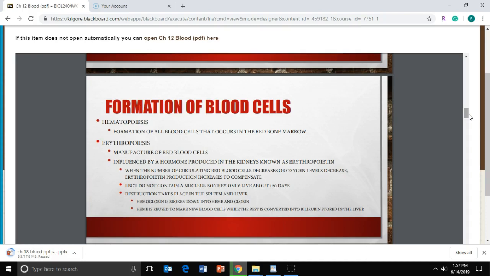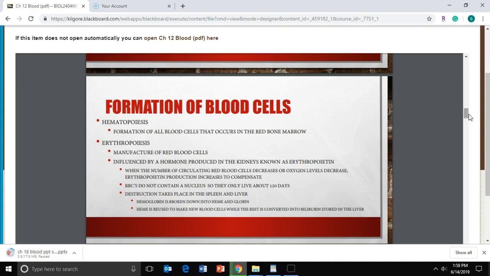Red blood cells are important because they transport oxygen around our body. So we have to have enough red blood cells to transport oxygen to all of our cells. Red blood cells, when they're in circulation, do not have a nucleus. They originally do, but then they lose that nucleus, and then they live only for about 120 days. And once they get older, their destruction takes place in the spleen or the liver.